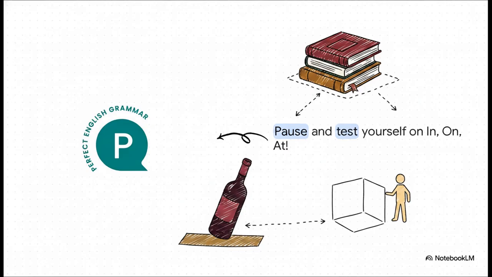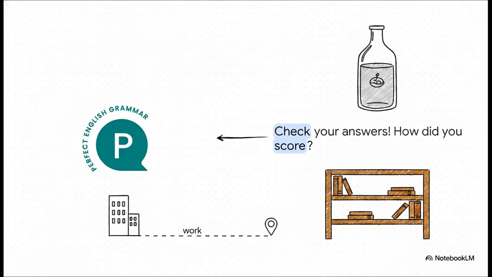All right, now it is time to put this logic to the test. I want you to literally pause this explainer right now. Take a look at this grammar worksheet from Perfect English Grammar. Try applying your new 3D, 2D, and 1D logic to the first few questions here. Where's the wine? Where's the dictionary? And where's Jennifer? Go ahead, pause and test yourself. I'll wait. Okay, let's check those answers.